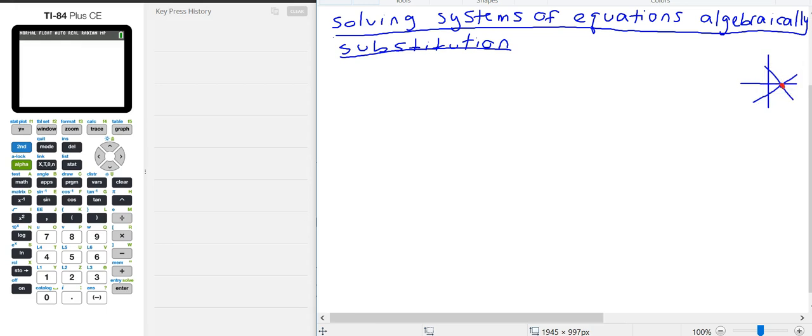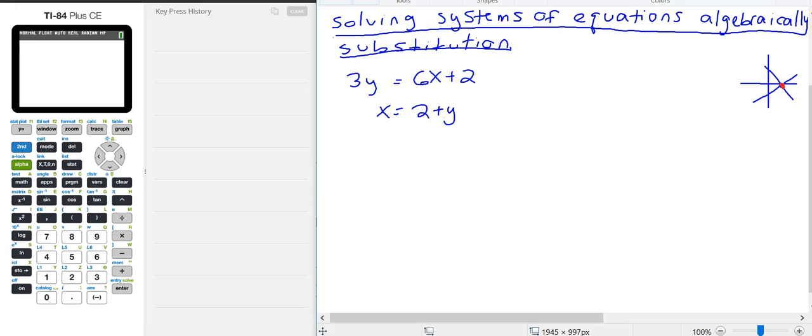Let's say we have the system of equations 3y = 6x + 2, and x = 2 + y. We want to solve this algebraically. You could solve it graphically on your calculator, or graphically by hand, but we want to solve it algebraically. Using the method of substitution, we plug in one variable into the other equation.